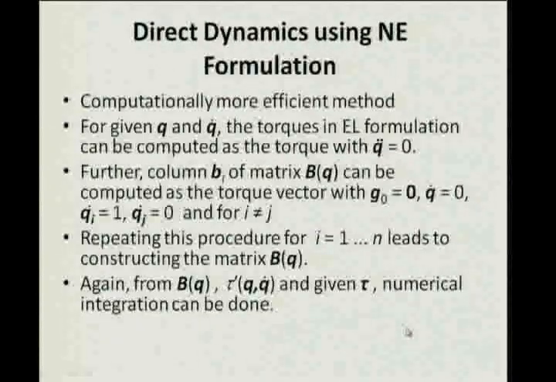When you use the Newton-Euler formulation, if you remember correctly, you never calculated the B matrix. So, you cannot use exactly the same method. But it turns out that this is computationally more efficient, and this is what you do. If you are given q and q dot, you find the torques as in the Euler-Lagrange formulation with q double dot equal to 0. So, you assume that the joints are not accelerating and you do the forward propagation and then the backward force propagation to find all the torques.